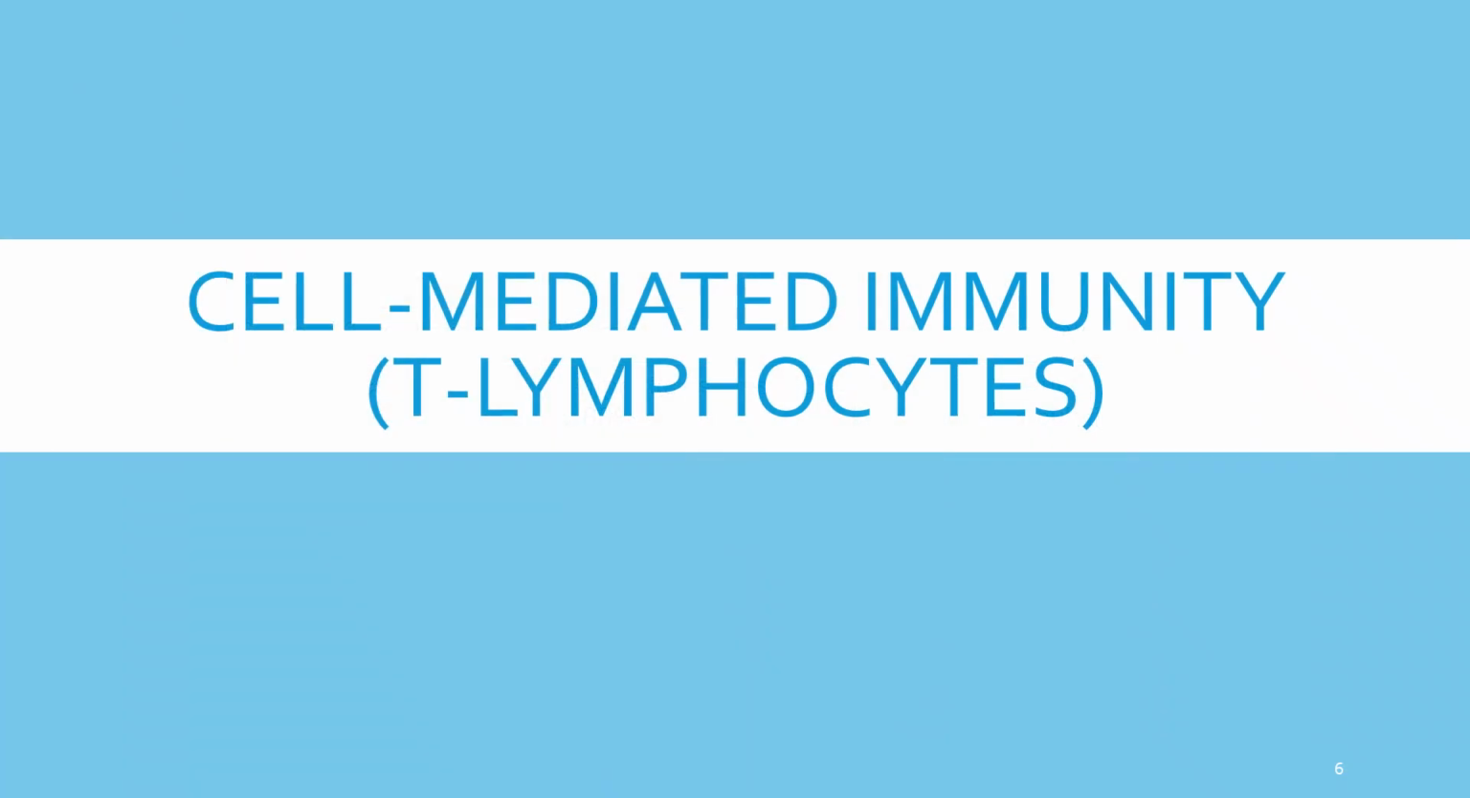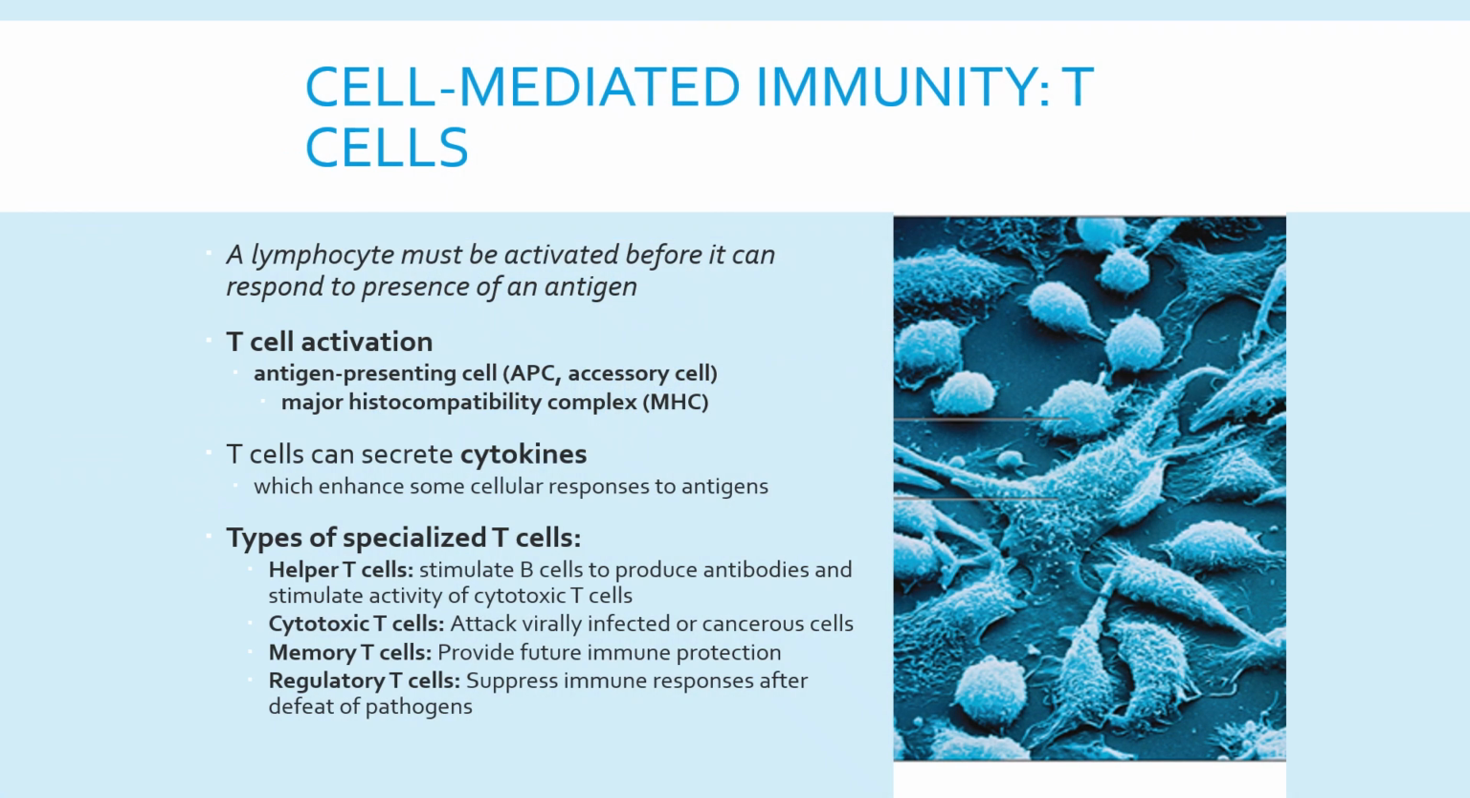So let's look at cell-mediated immunity, our T cells. A lymphocyte has to be activated before it can respond to the presence of an antigen. T cell activation requires that the antigenic fragments be attached to an antigen-presenting cell, or APC. And so basically an APC will phagocytize the antigen and digest it and display its fragments on the cell's surface, okay?